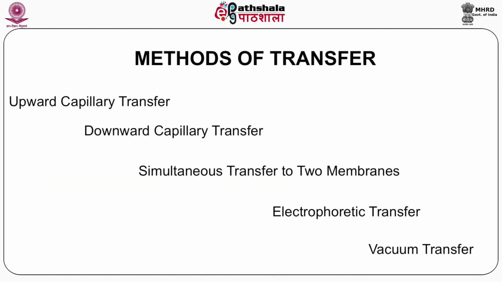So, methods of transfer. There is upward capillary transfer, downward capillary transfer, simultaneous transfer to two membranes, electrophoretic transfer, and vacuum transfer. It's a very good exercise to go back, consult your textbook, and find out what the differences and similarities of these techniques are, and how the different methods of transfer relate to each other.